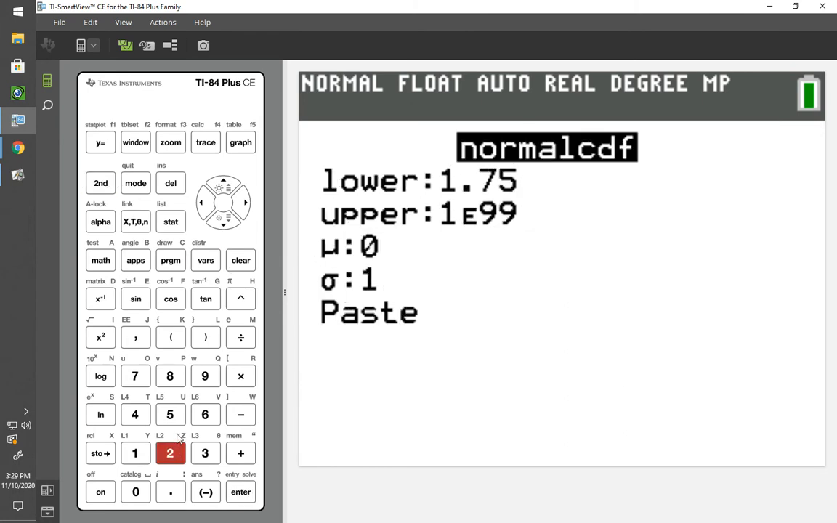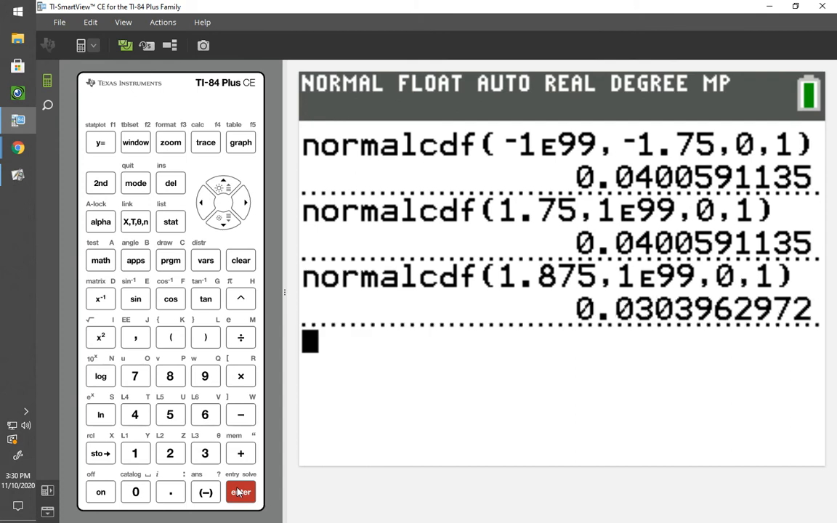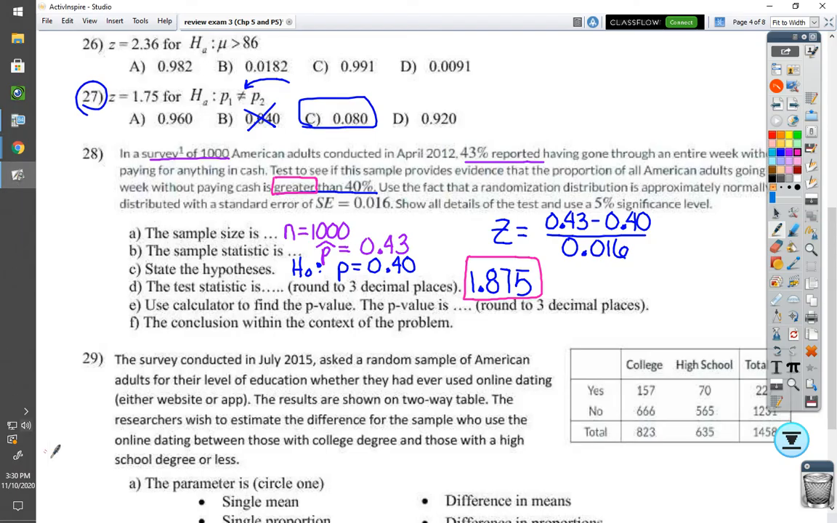Number 2. Our smallest number was 1.875. That was our test statistic. We're testing to the right. It's always a 0.1 because it's a Z. And when we do the calculations, we get 0.03. I'm sure that you can get that also on Desmos.